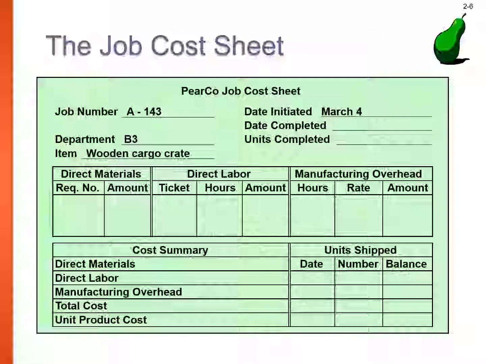We use what's called a job cost sheet to trace all costs of a product. You'll see that this goes by job number, department, the item they're tracing the cost for, the date it started. The middle row of columns is the amount of direct materials, the amount of direct labor, and then the manufacturing overhead applied. And then we add up each of those items in the cost summary area below to get a total cost and a unit product cost.